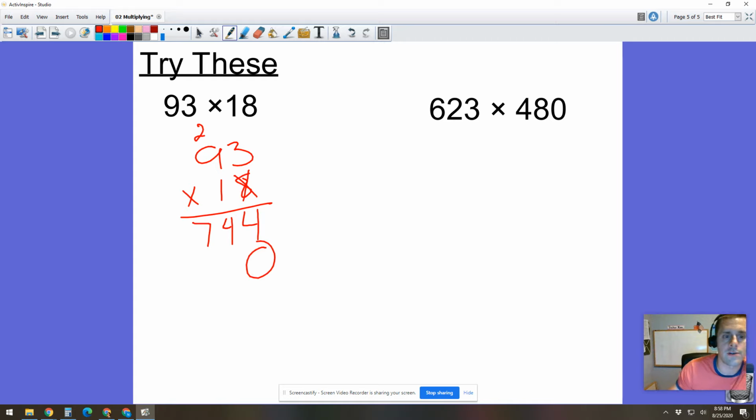Means I'm going to add a 0 to hop over a place value. Also going to erase that number I carried, so it's out of my way. And now I'm ready to multiply with the 1. 1 times 3 is 3, and 1 times 9 is 9. Finally, we're going to finish this problem by adding both of these.